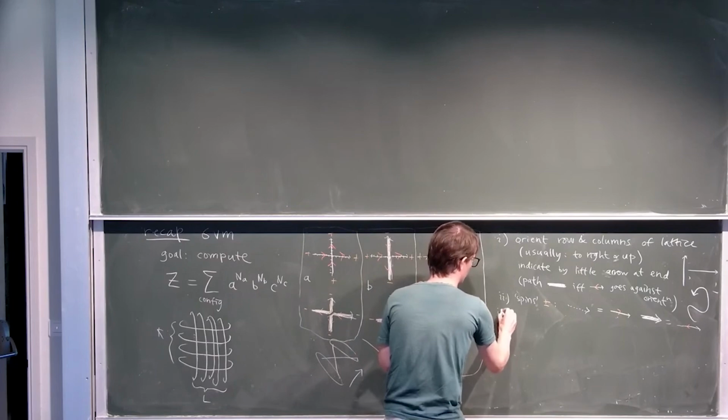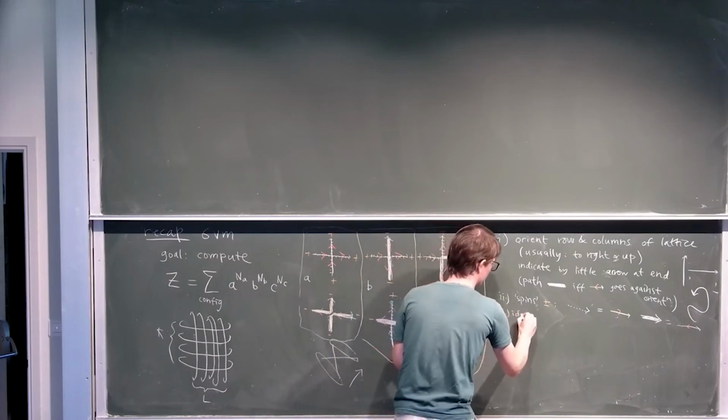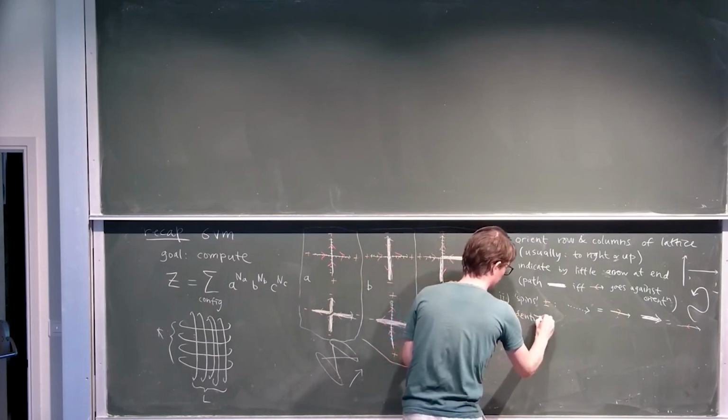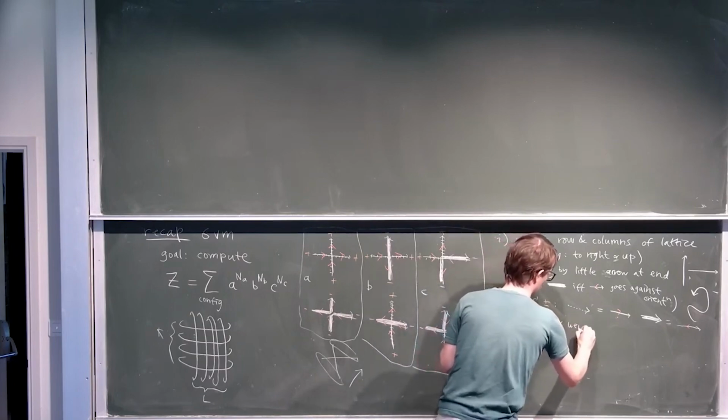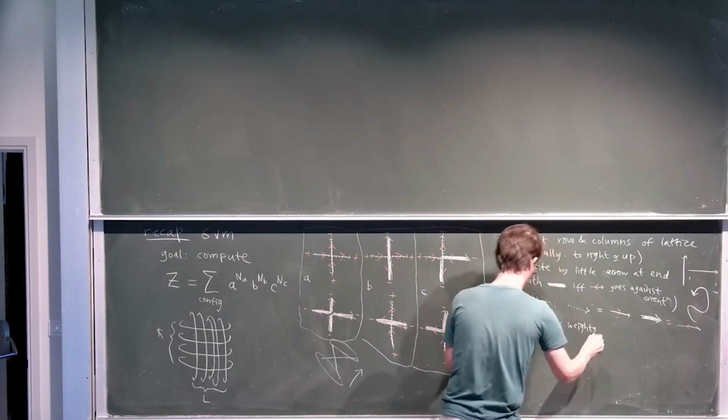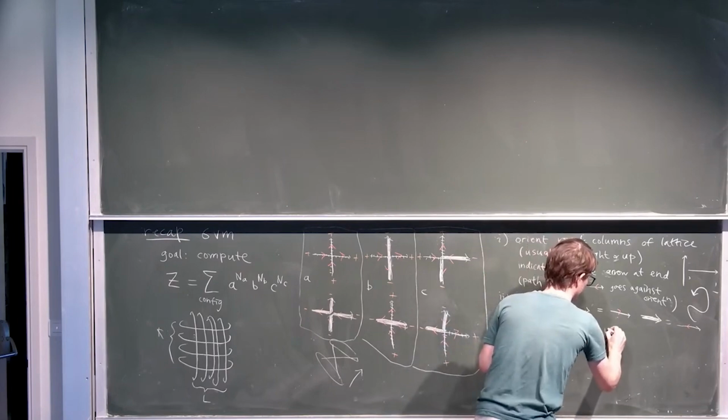Then the third rule is that we're going to identify the vertex weights with their diagram.